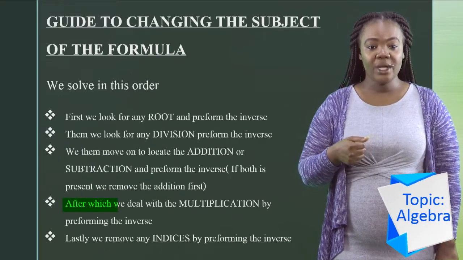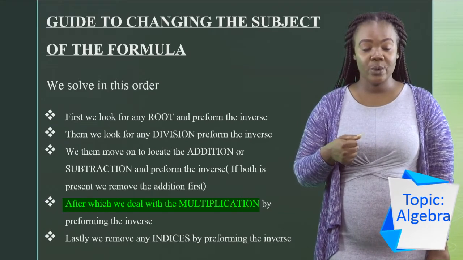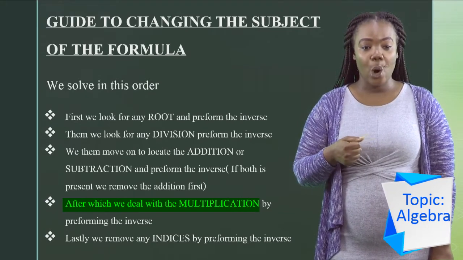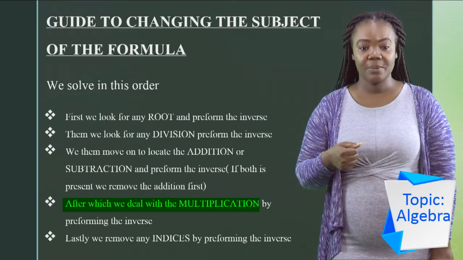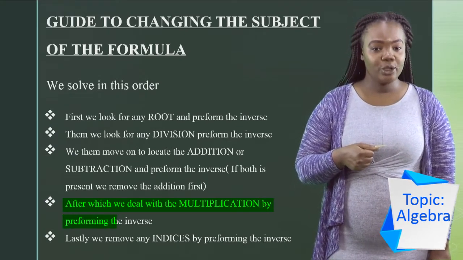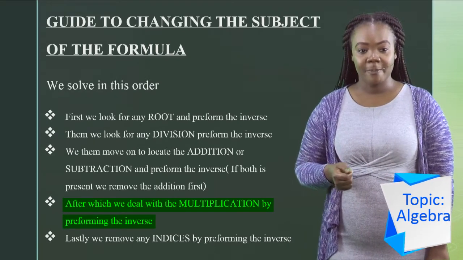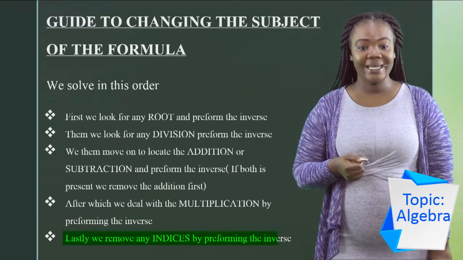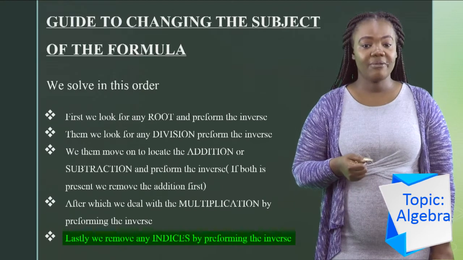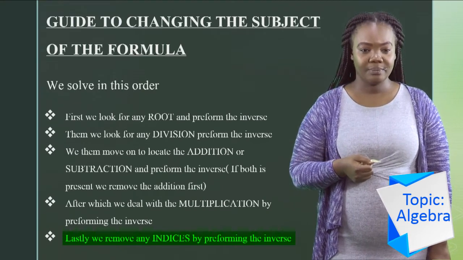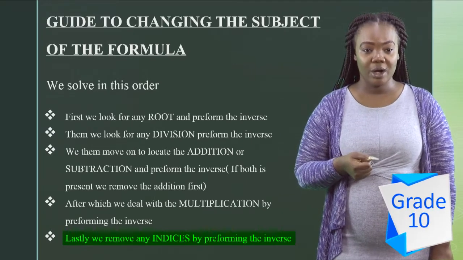After that, we look for the multiplication. Now, sometimes the multiplication will appear with a multiplication sign or it may not. So you must be keen on identifying your multiplication. When you find that, you perform the inverse, and the inverse of multiplication is division. Lastly, we look for the index or any power that is present, and we perform the inverse of that power. Now, all that talking, let's look at an example to see exactly what we are talking about.